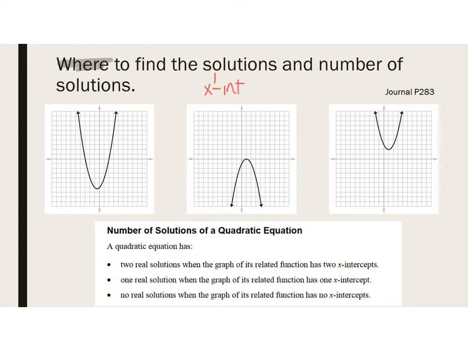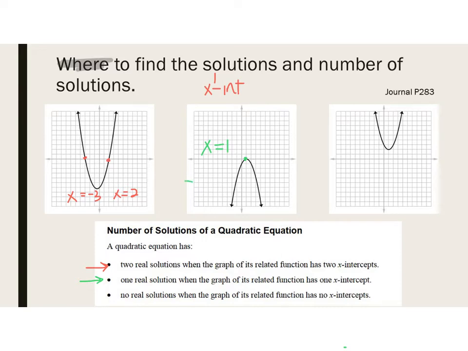They are your x-intercepts. So notice in the first picture, we have 2 x-intercepts. You'd actually say the answers are x equals -3 and x equals 2. There's 2 answers. So it is going to have 2 real solutions if it crosses the x-axis in 2 places. Okay. The second one only has 1 x-intercept. That is at x equals 1. And so it is going to have 1 real solution if it has 1 x-intercept.